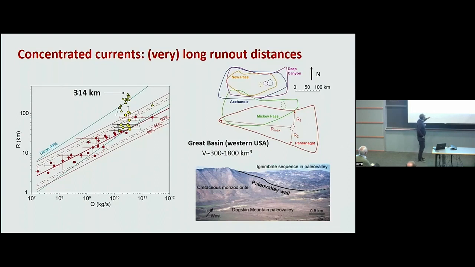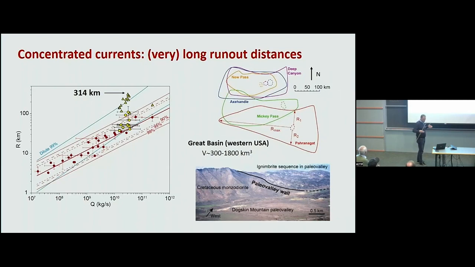First, we calculated the runout distance in the north-south direction. The data are presented by the yellow dots here, and they fall within the prediction intervals for the concentrated currents, almost all. Instead, if we consider the runout distance to the east, as shown by the triangles here, the data are clearly outside these prediction intervals, and they are even outside the prediction interval for the dilute currents. And the longer runout distance is more than 300 kilometers.